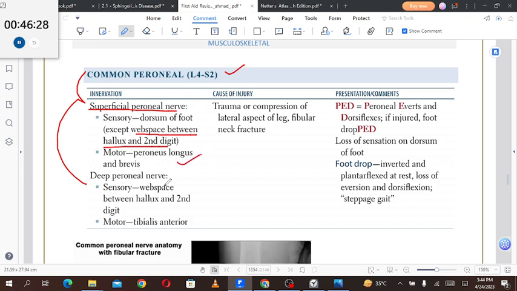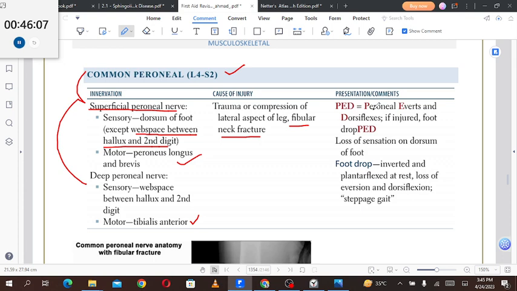The deep peroneal nerve provides sensory innervation to the web space between the hallux and second digit, and motor is to the tibialis anterior. Cause of injury: trauma or compression of the lateral aspect of the leg, or fibular neck fracture. That is very important, because the common peroneal nerve is winding around the fibular neck. If there is any damage to the fibular neck, that will cause damage to the common peroneal nerve.